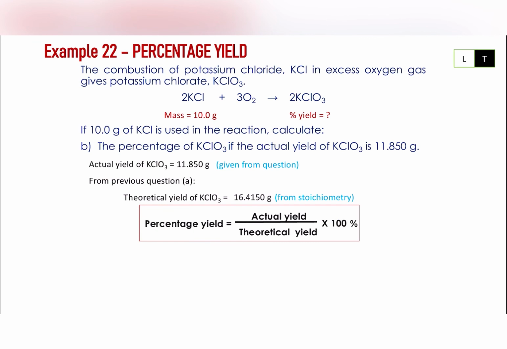Do I have the actual yield? Yes, I have it here. Do I have the theoretical yield? Yes, I have it also here. And you times by 100 in unit percent. So I put in the values. I will have my final percentage yield of 72.1901%. So I hope all of you can understand how to determine the percentage yield based on example 22.